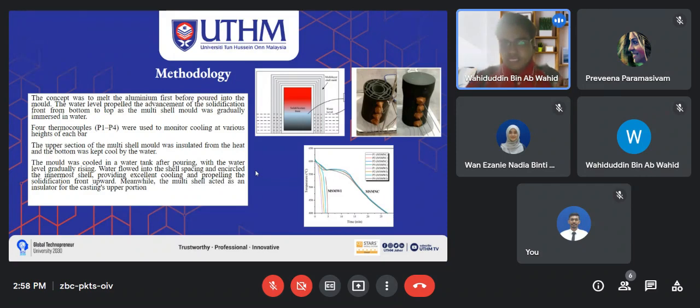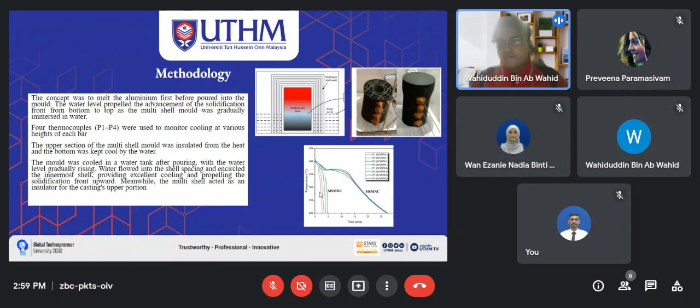The upper section of the multi-shell mold was insulated from the heat and the bottom was kept cold by the water. The mold was cooled in a water tank after pouring, with the water level gradually rising. Water flowed into the shell, spacing and encircling the innermost shell, providing excellent cooling and propelling the solidification front upward. Meanwhile, the multi-shell acts as an insulator from the casting upper portion.